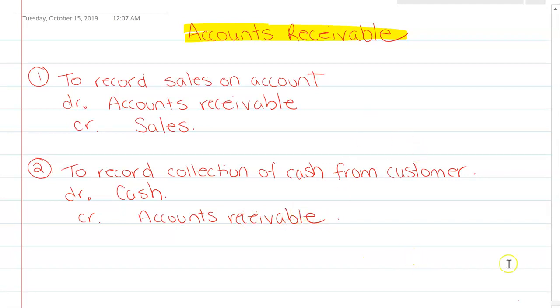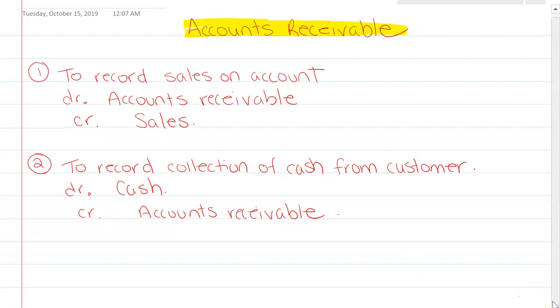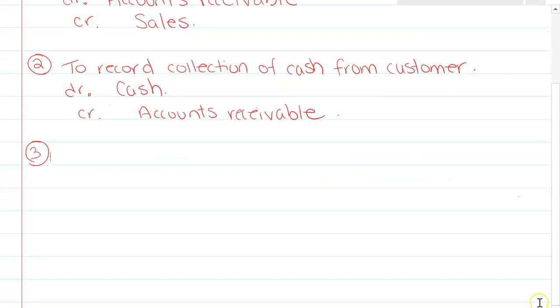Okay, but here's where the problem is. Not everybody you lend money to, so not every customer that you extend credit to, is actually going to pay you back. There are going to be some customers that will just not end up paying you and you already gave them your product. So in order to deal with that, we're going to have to write them out of our accounts receivable.